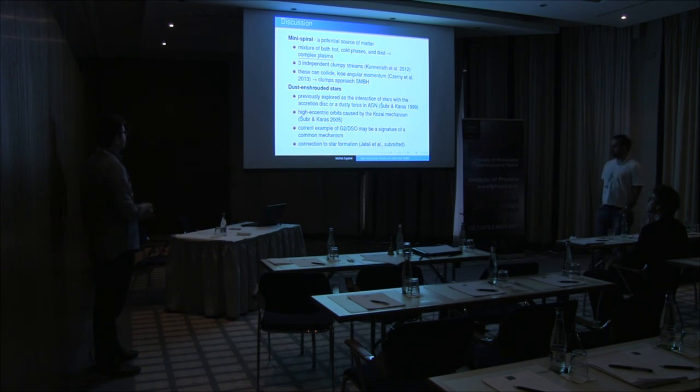So here is some further discussion. I will maybe just mention that a possible source of material is the minispiral with clumpy streams that can collide, lose angular momentum, and clumps can approach the supermassive black hole. In this sense, the G2 DSO cloud can be a signature of a common mechanism of transporting matter towards the galactic center. And dust-enshrouded stars have been studied before by Schartmann and Karas in these articles.